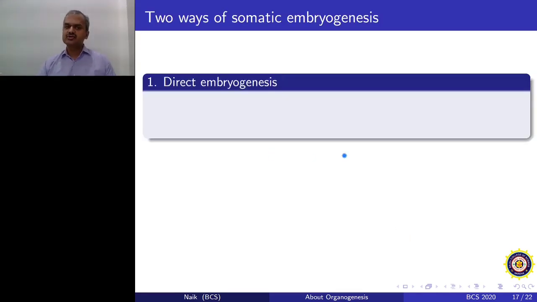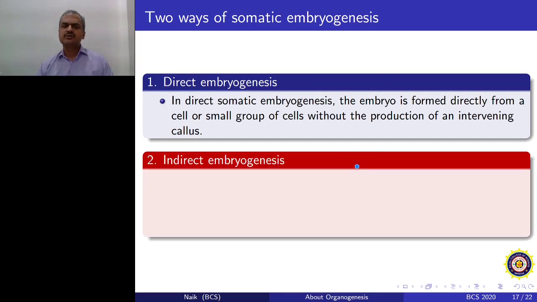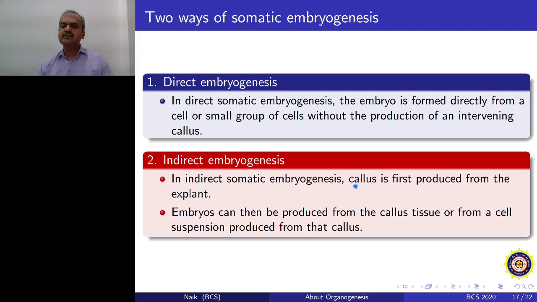There are two ways of somatic embryogenesis formation. One is called direct embryogenesis, where the embryos form directly from cells or groups of cells without production of an intervening callus.